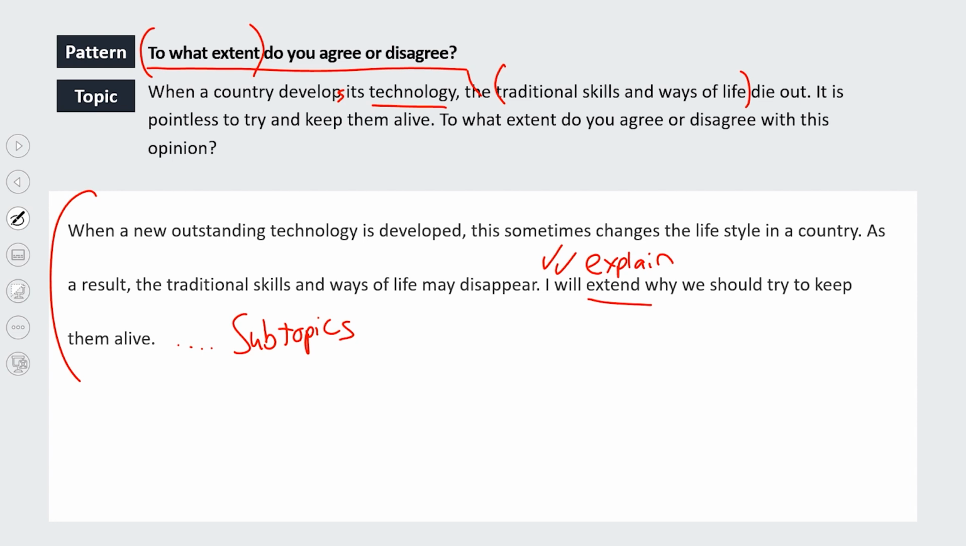Okay. Now, stuff I like less. When a new outstanding technology is developed.